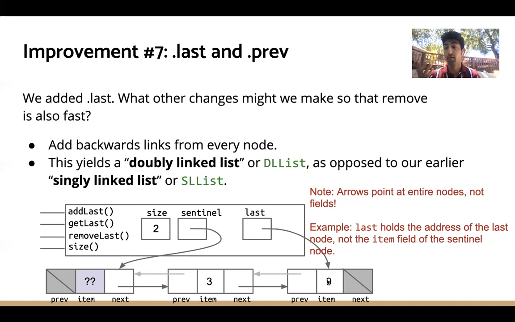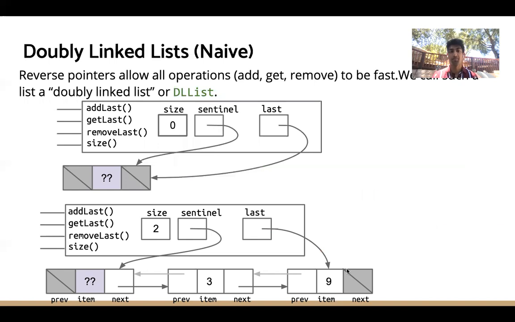It's pointing to an int node object. Visually, we kind of draw it sometimes pointing to the item, but it's really just pointing to this entire object. Okay. So let's look at doubly linked lists.